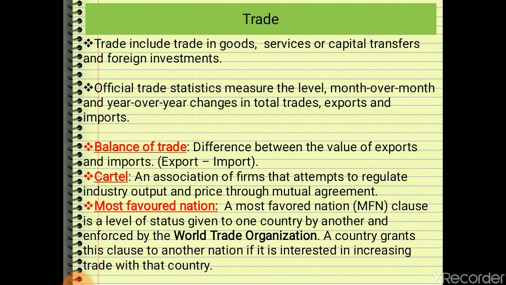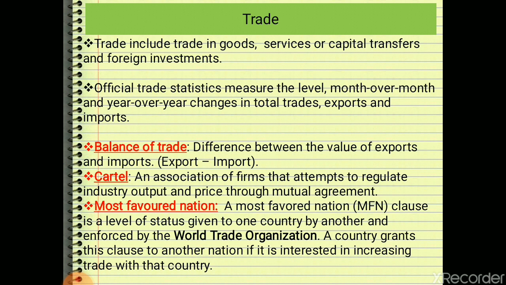Export, as we know, is whatever we are sending from our country to another country, or whatever we are selling from our country to another country. And import is whatever we are buying from other countries. And the difference between the value of export and import is known as what? Balance of trade. Then another definition is cartel.